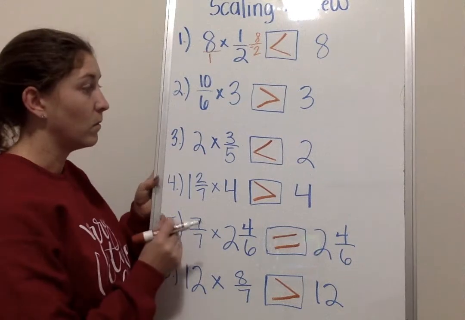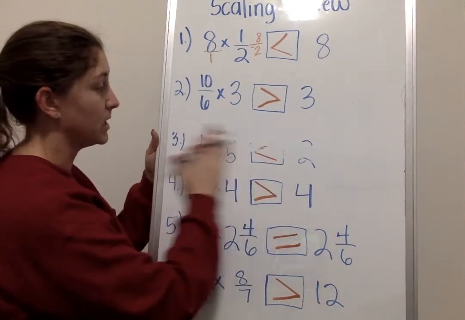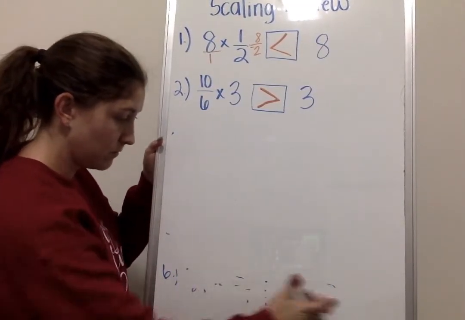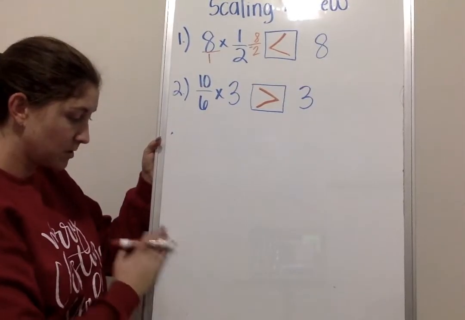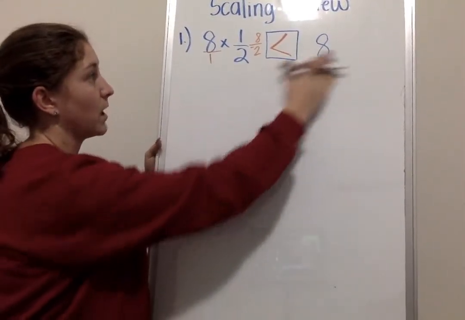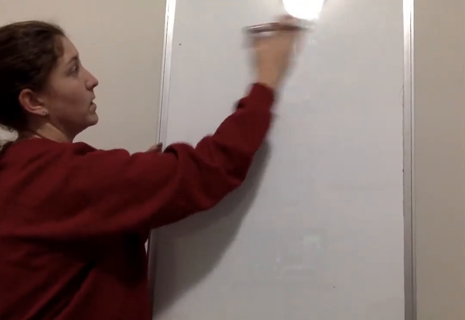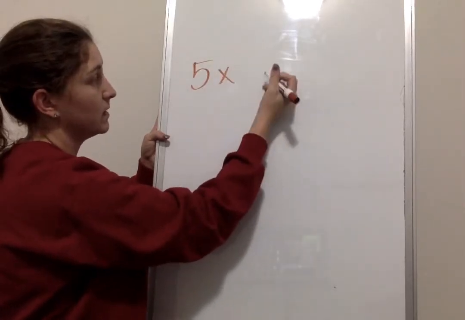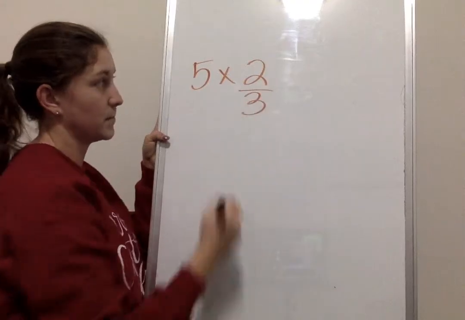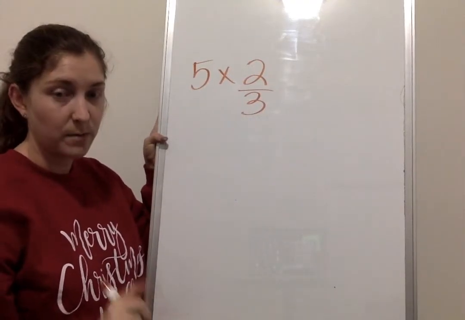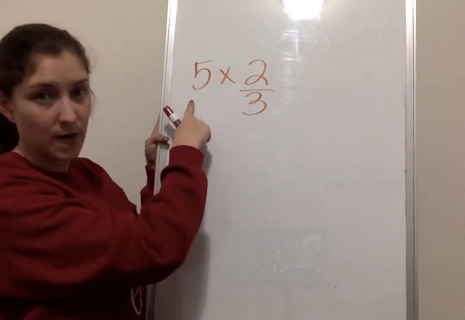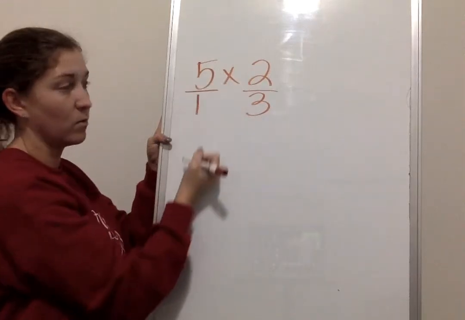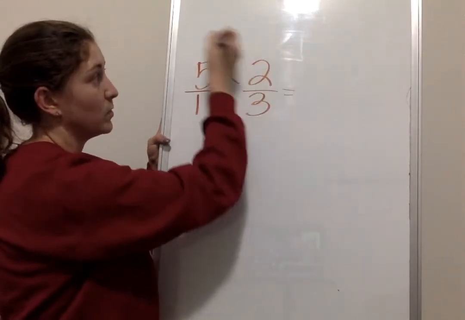Okay. Now, what I'm going to do is erase some of this, and we are going to quickly review multiplying whole numbers and fractions, and whole numbers and mixed numbers. So if we take a look at the problem 5 times 2/3. In order to multiply this problem, remember, I have to change my whole number into a fraction. In order to do that, I have to put a fraction bar and a 1 underneath. Now I can just multiply straight across.